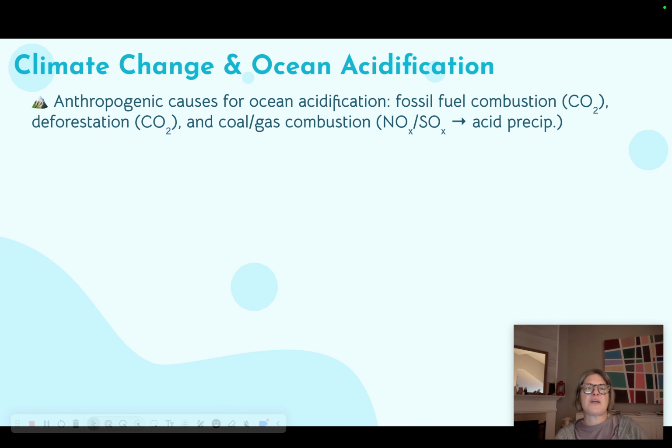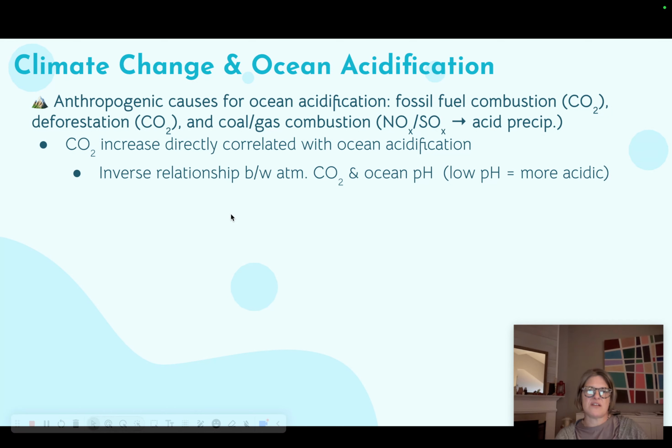So, climate change and ocean acidification, what do those have in common? Well, there are anthropogenic causes for ocean acidification. Those are things that we've talked about before. So, fossil fuel combustion releases a bunch of CO2, deforestation releases a bunch of CO2, burning coal and gas produces not just a bunch of CO2, but also a bunch of NOx, a bunch of SOx. And so the increase in CO2 especially is correlated with that ocean acidification.